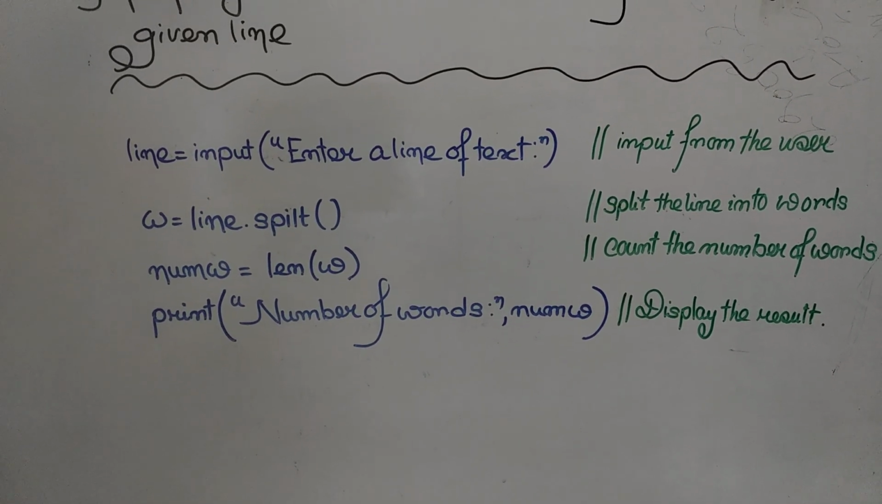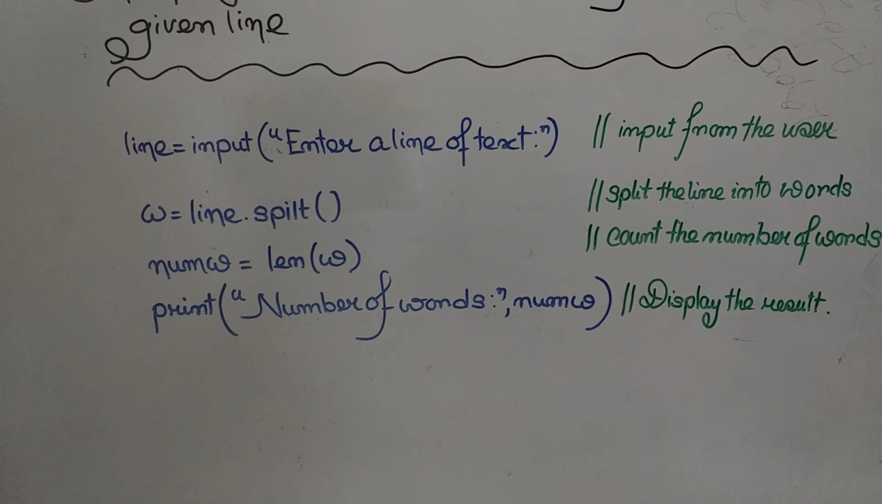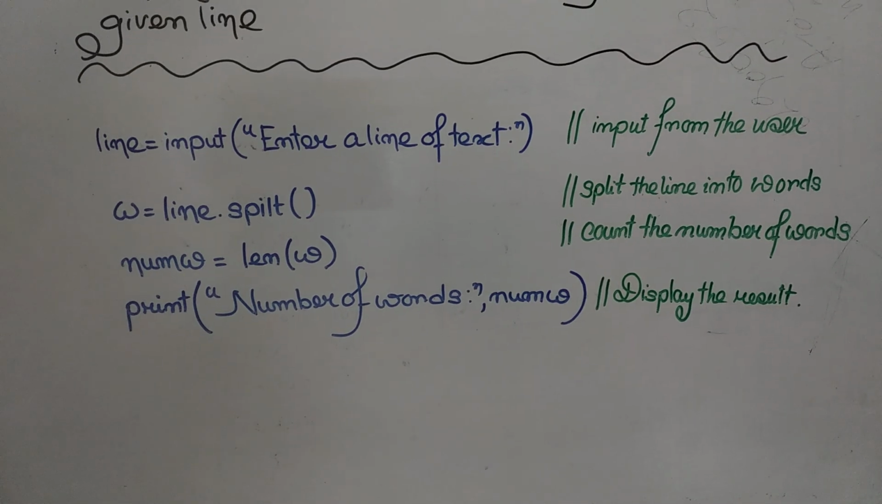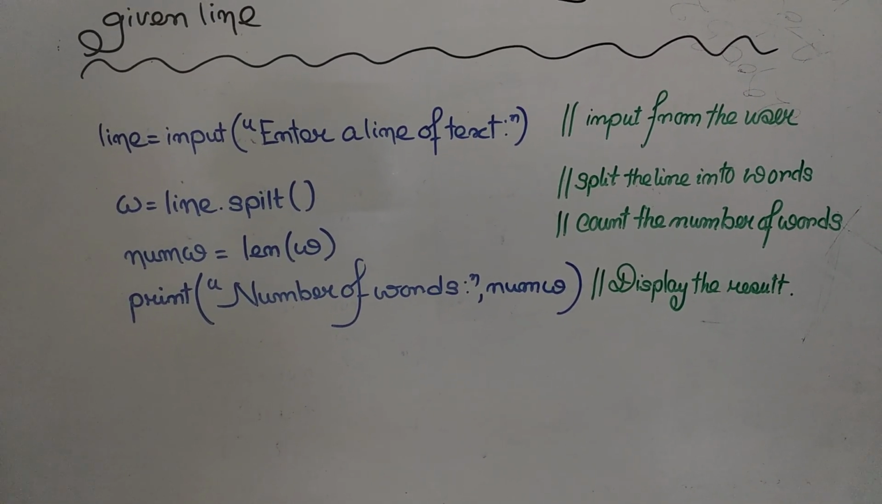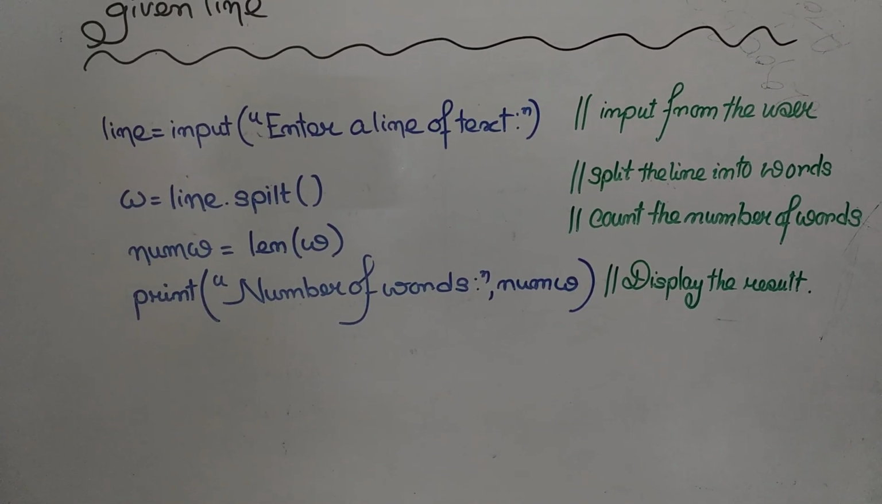Then in another variable w is equal to line dot split. Here we have to split the line into words. We are splitting the line into words, separate word.